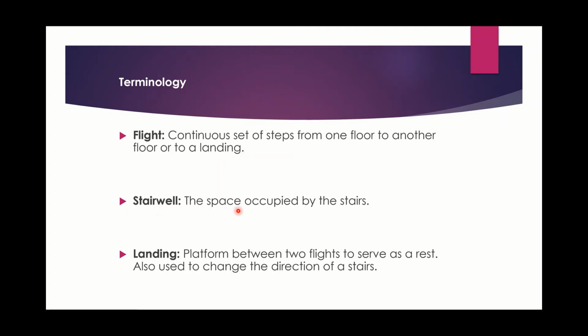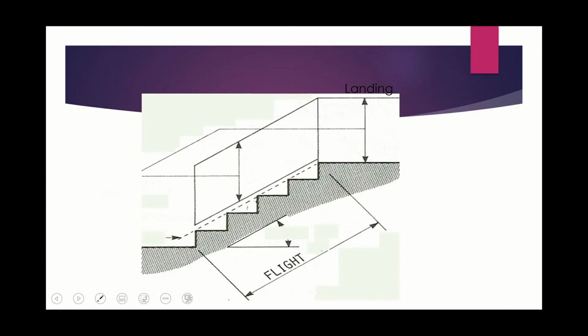The stairwell is a space occupied by the stairs. The landing is a platform between 2 flights to serve as a rest, also used to change the direction of the stairs. Again, I'm sure people have heard those 3 terms before. To get a better understanding, we have a diagram here, and the flight is basically here. It's the set of steps. The landing is up here on top, which you can see there, and the stairwell is the whole space where the stairs are fitted into. It's called the stairwell.